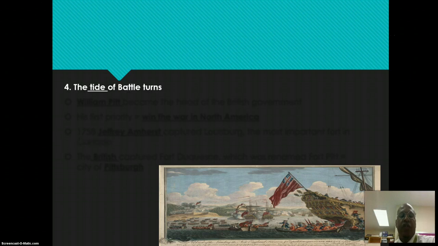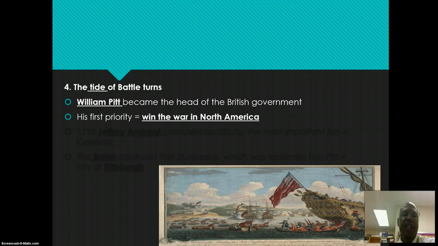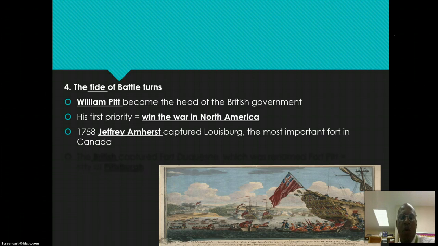The tide actually turns for the British. Under the leadership of William Pitt, now the head of the British government and Parliament, he decides to focus his full attention on North America. He rallies his troops, sending more people to fight, and he also chooses Jeffrey Amherst as his leader to take on this task. They set out not initially on Fort Duquesne, but to capture Louisburg.